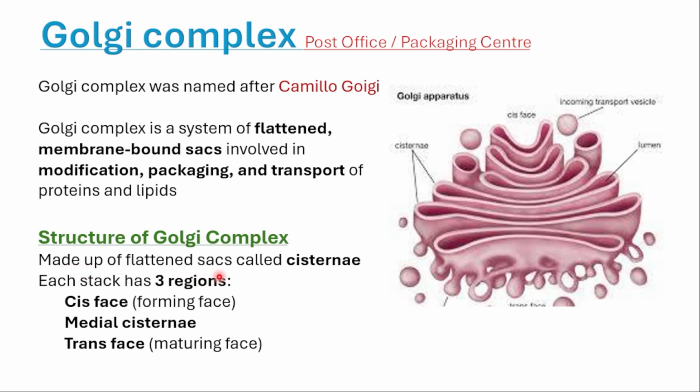Made up of flattened sacs called cisternae. These are the flattened sacs. So this is said to be a cisterna. Each stack has three regions. Okay, each stack has what? Three regions. First one, the forming phase. This is the forming phase, that is the cis phase, and this is the medial phase or medial cisternae, and this will be the trans cisternae, the maturing phase. Forming phase, maturing phase.